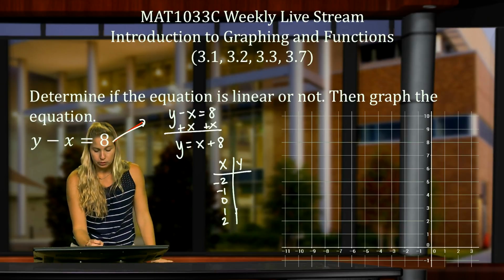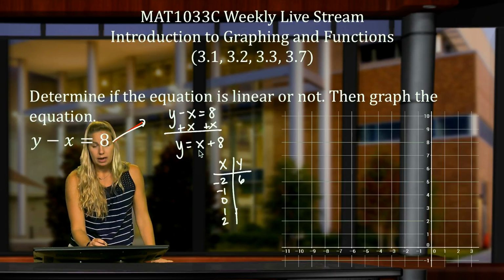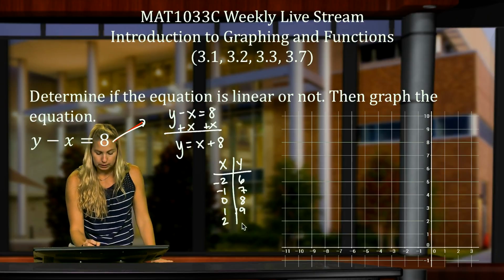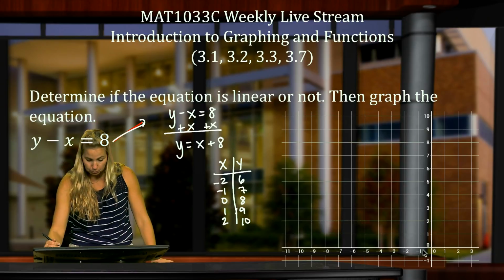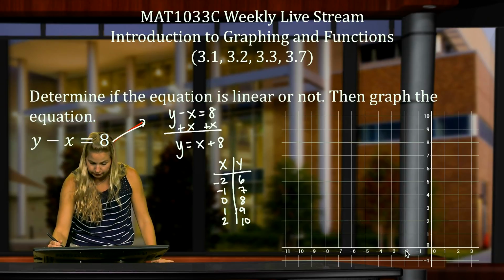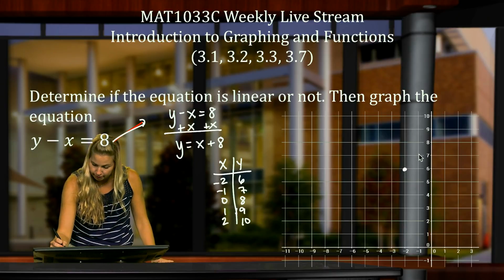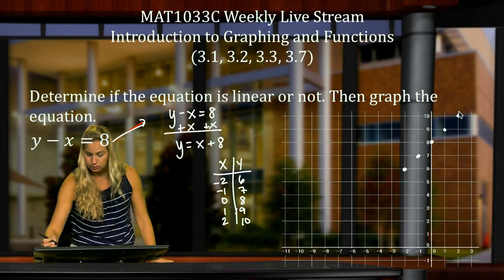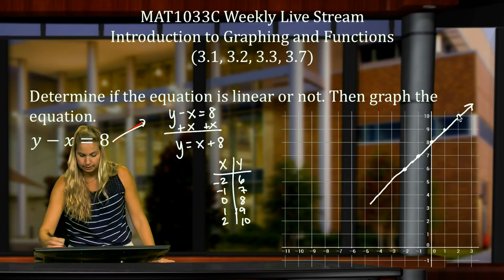When I plug in x equals -2, -2 plus 8 is 6. -1 plus 8 is 7. 0 plus 8 is 8. 1 plus 8 is 9. 2 plus 8 is 10. So that gives me 5 points that I can graph. -2, 6 is right here. -1, 7. 0, 8, 1, 9, 2, 10, and we can see that this graph makes a straight line by connecting those points.